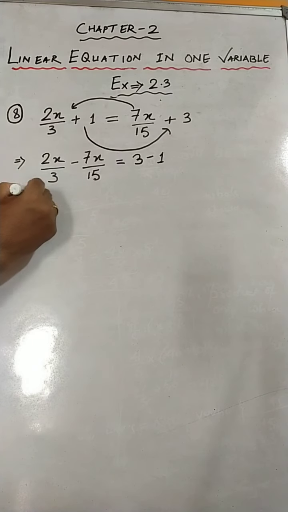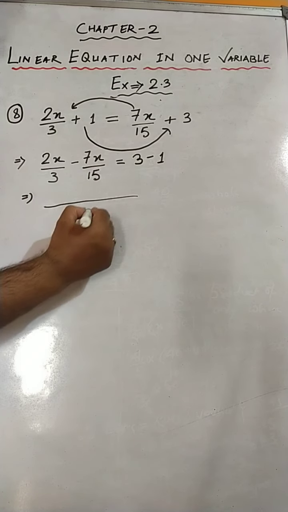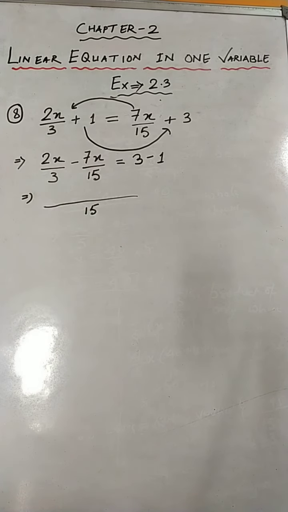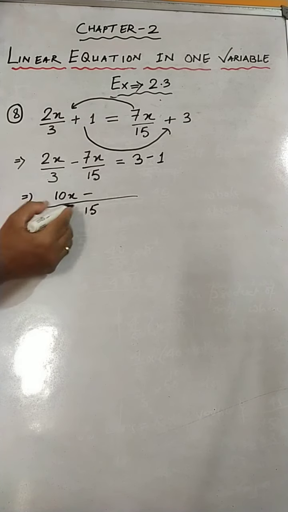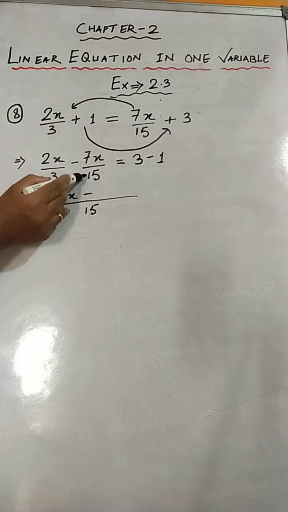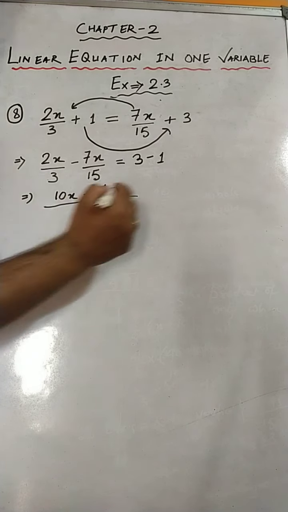So the next step, we have to take the LCM of 3 and 15. The LCM of 3 and 15 would be 15 only. So divide this 15 with this 3, we'll get the answer as 5. 5 into 2x will give the answer as 10x. 15 divided by 15 is 1. 1 into 7x would be 7x.